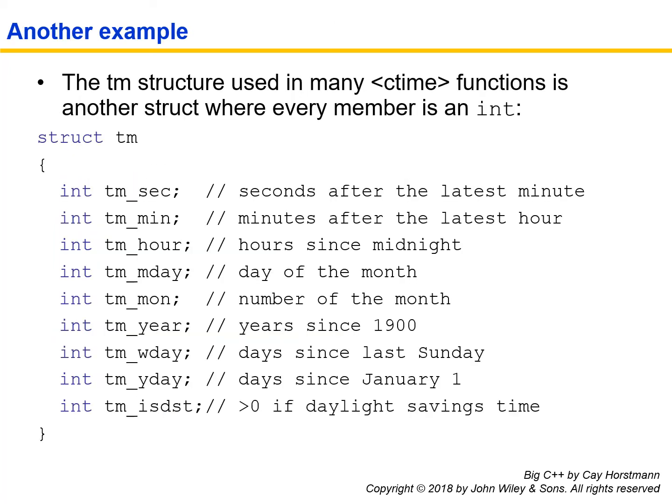Here's a more complicated structure, the tm structure that's used in many of the ctime functions. Okay, here every member is an int, but they each have a different meaning. So tm dot tm_sec means seconds after the last minute.